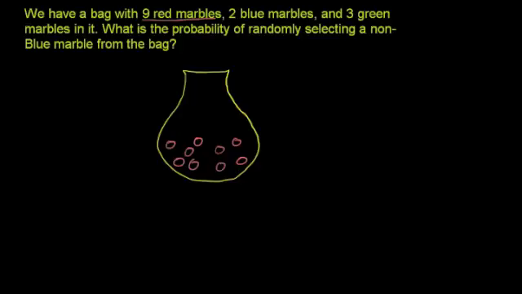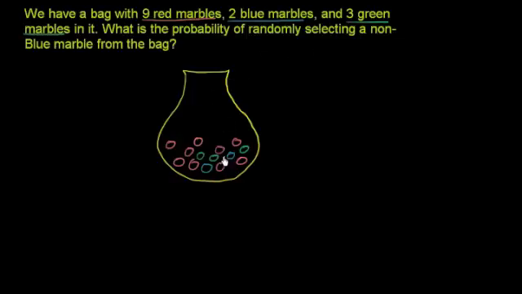2 blue marbles. So we have 1 blue marble, 2 blue marbles. And then we have 3 green marbles. Let me draw those 3. So 1, 2, 3. What is the probability of randomly selecting a non-blue marble from the bag?